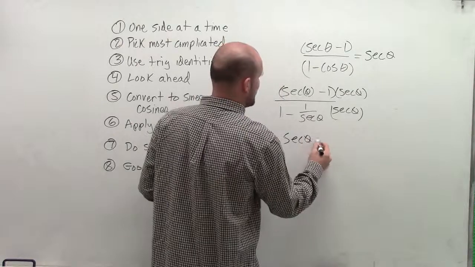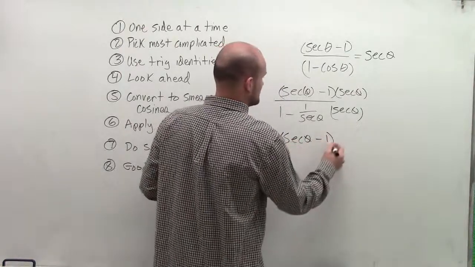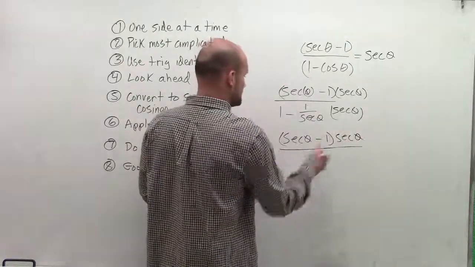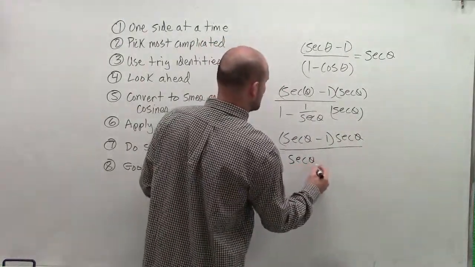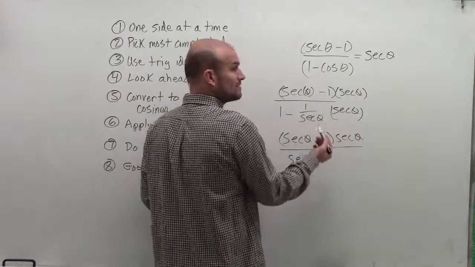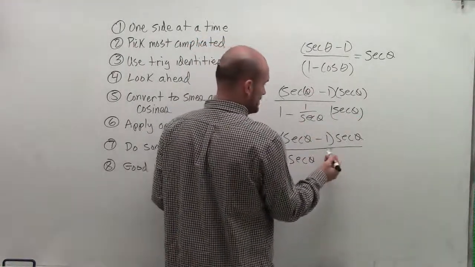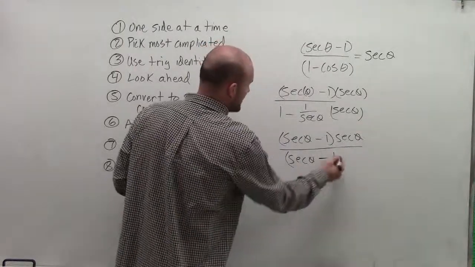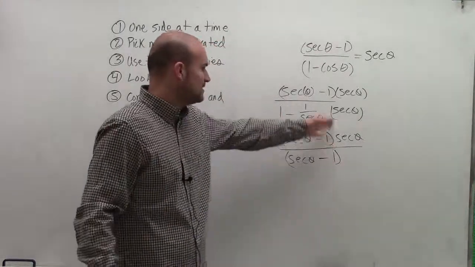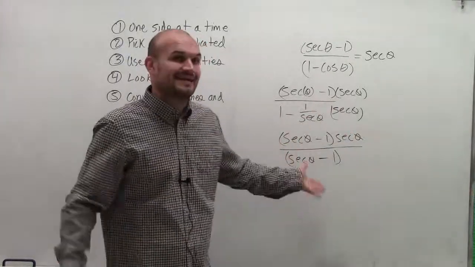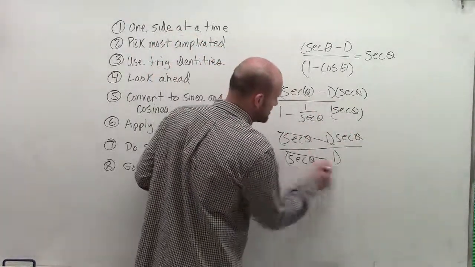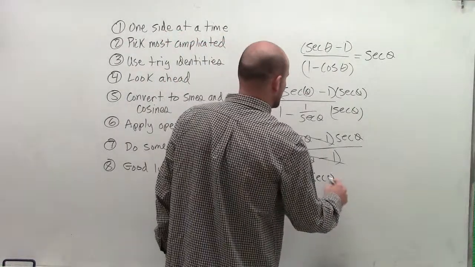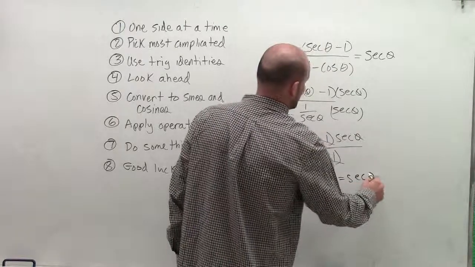I'll have secant of theta minus 1 times secant of theta. On the bottom, when I multiply this through, I get secant of theta, and then secant of theta times 1 over secant of theta, which is just going to equal 1. So now I have secant of theta minus 1 times secant of theta divided by secant of theta minus 1. Since these are the exact same terms, they divide out from each other, and I'm left with secant of theta, which is equal to secant of theta.